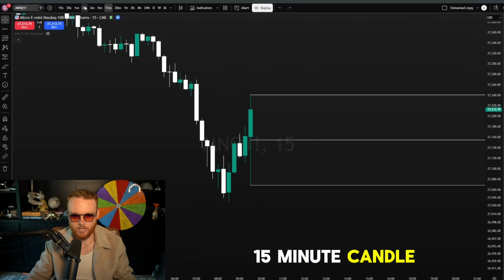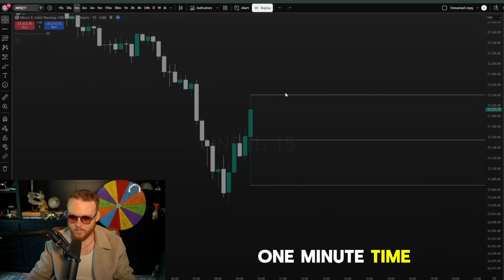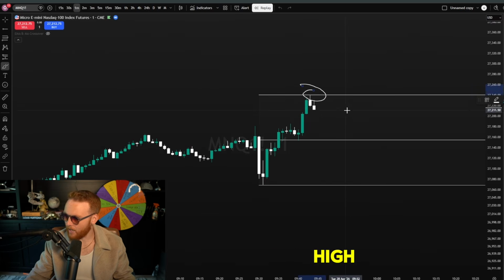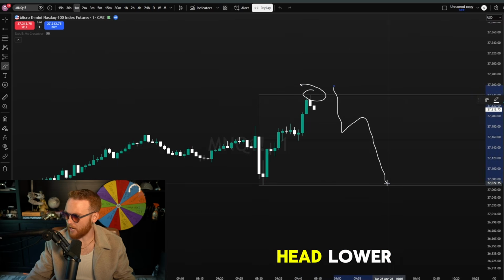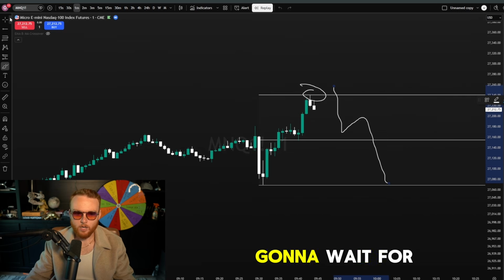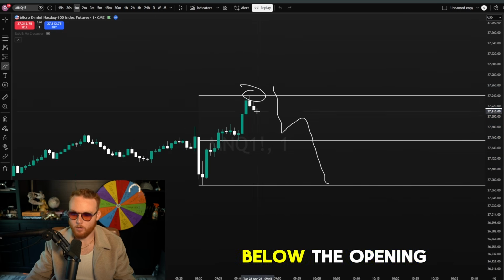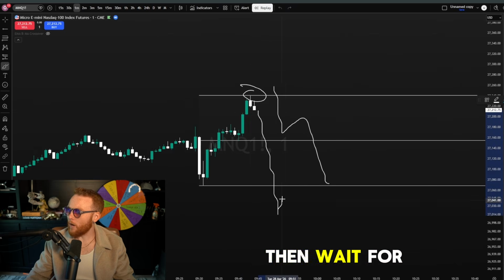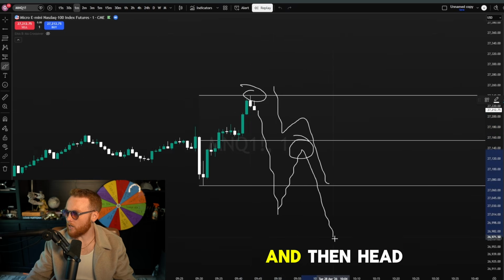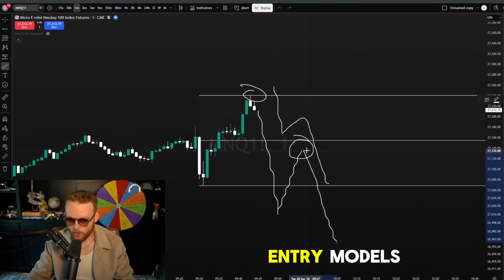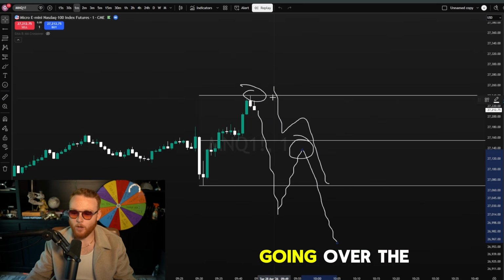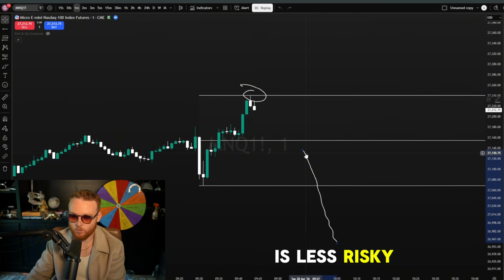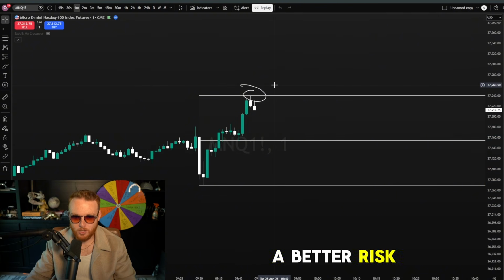So if we have a bearish bias with our wave tool, we're looking for one or two things. Now that this 15-minute candle is closed, we're going to go down to a 1-minute time frame, and we're going to wait for price to either sweep the opening range high, take an entry for shorts to head lower, or we are going to wait for price to go below the opening range, then wait for a retest for short entries here and then head lower there. So those are both of our entry models. In this video, I'm going to be going over the entry model that I actually took in real time, which is actually the one that is less risky and gives you a better risk reward overall.